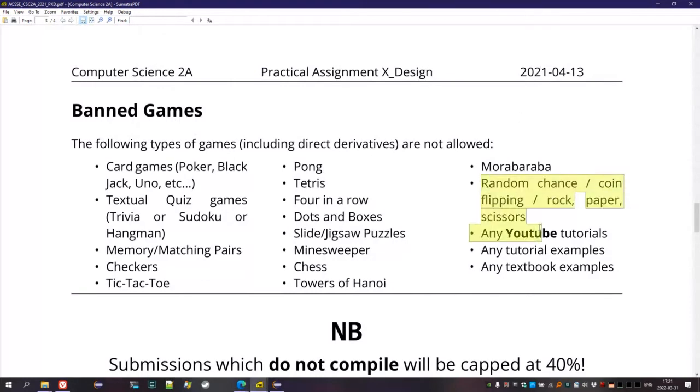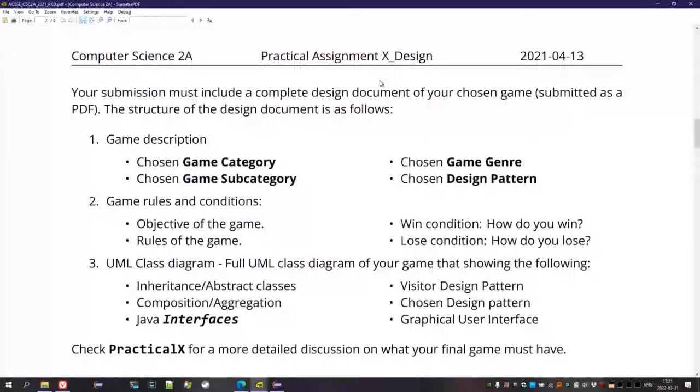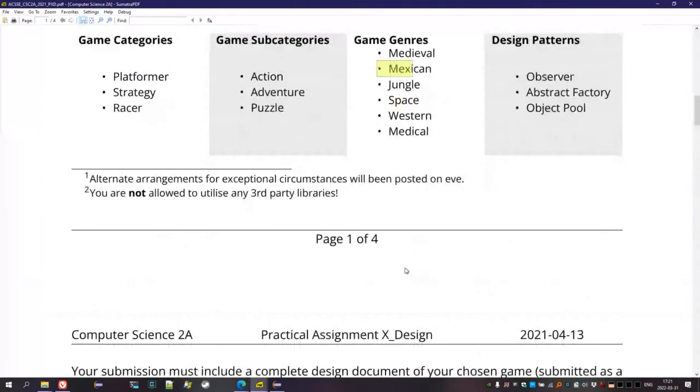The thing I want to point out here is nothing should be random chance. It shouldn't be that a user clicks a button and if it gets above 10, they win, and if it gets below 10, they lose. That's not a game. That's clicking a button. It has to be something the user actually does. Now you can decide what you want to do. Do you want the user to move someone around the screen? Do you want them to click with the mouse or move with the mouse? Or do you want to use a combination? That all depends on what you actually choose in your different categories and subcategories and genres.